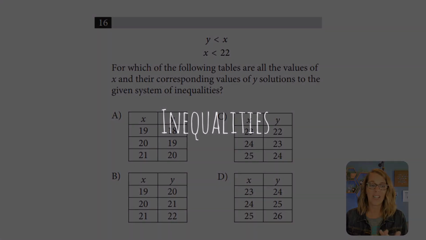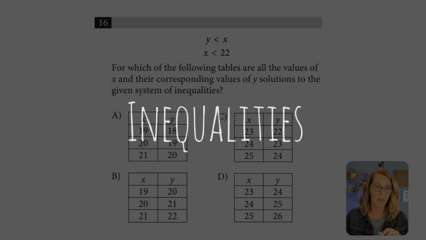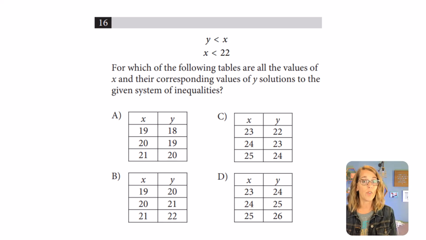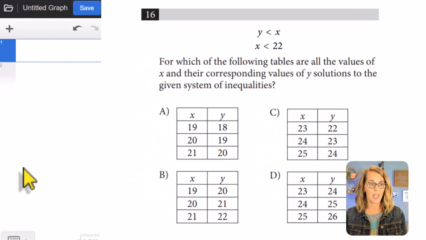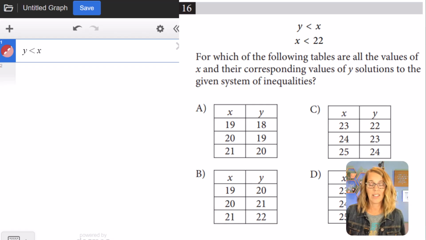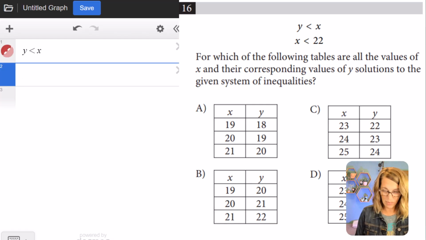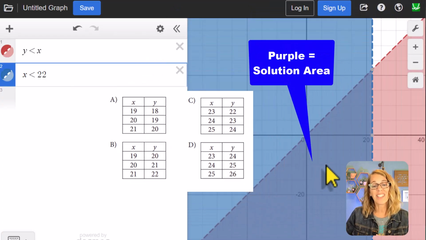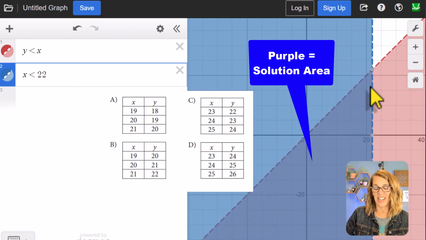Now we haven't seen any inequalities, and Desmos does a great job with our inequalities. In this example, we've got 2 different inequalities and we are given tables of values and we need to choose which one represents the solution. So I'm going to start the same way that I've started pretty much all of the problems, and that's to type this in. So I'm going to do y is less than x. I need another empty cell here and I'm going to go x is less than 22. Our solutions live in the area where these two overlap. So it's this triangular set down here.